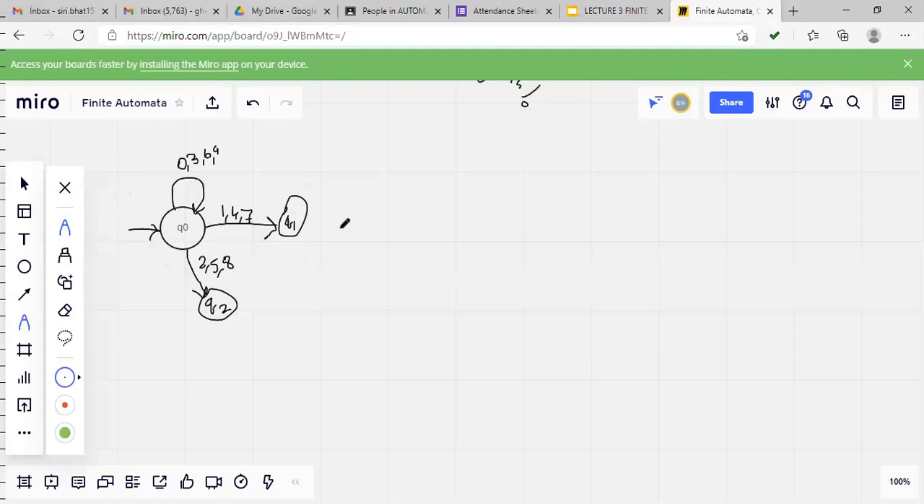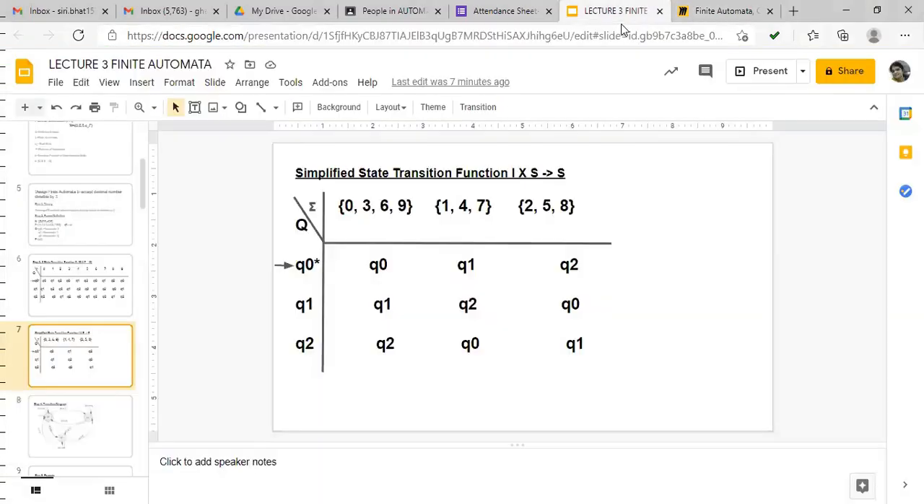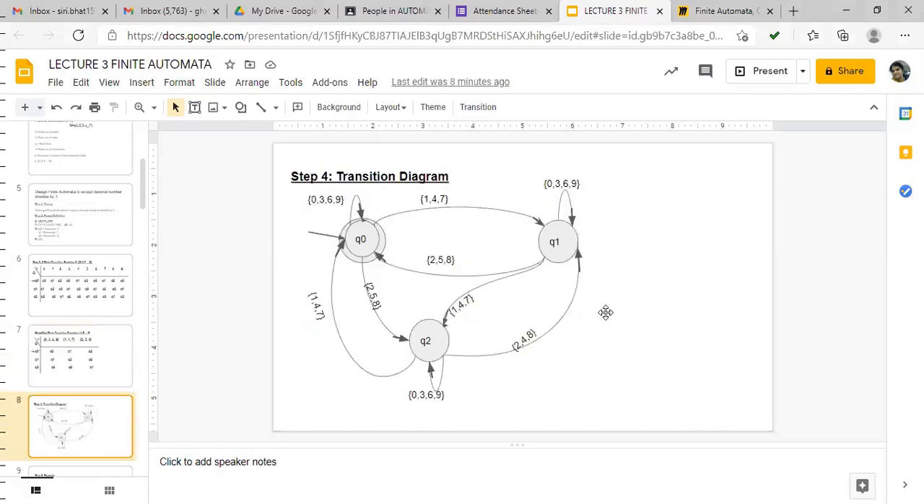And what is my final state? What we have decided, Q0 is my final state. So how to represent it? Represent the final state with a double circle. So this is done with Q0. We have to do the same for Q1 and Q2. So that becomes your diagram. This is the start state with an arrow, and a double circle because it is a final state.